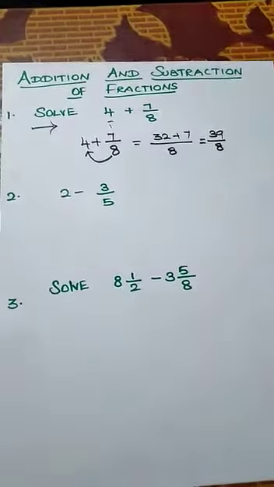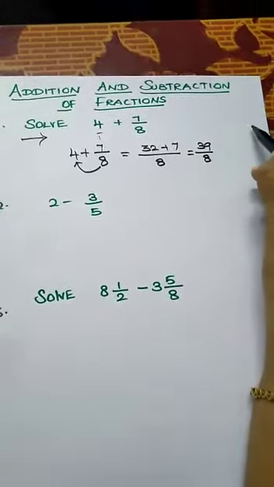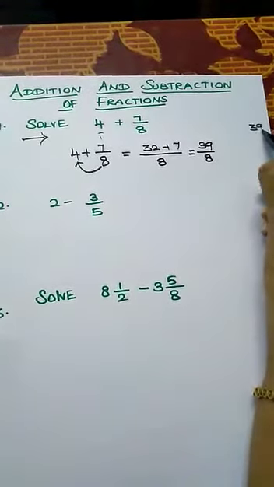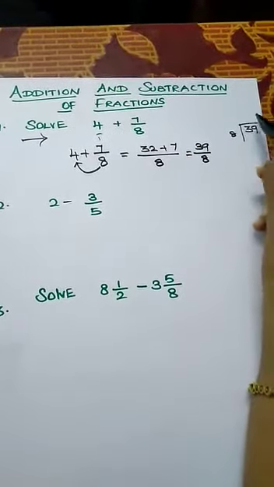Now, this is actually an improper fraction. So we have to convert it into a mixed fraction. How can we convert? We divide the number 39 by the number 8. So, 8 4s are 32.